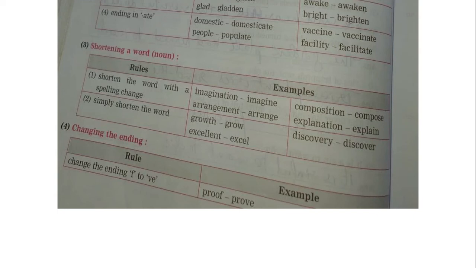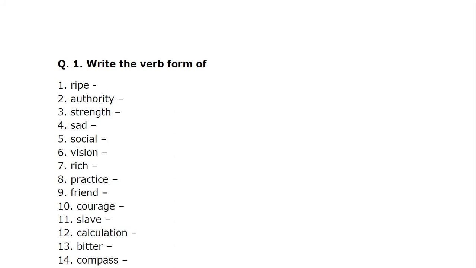So I have to prove that I am right, or this is wrong, or you have to prove why this is like this. So that is something you have to do. Remember, you are excelling, you are growing, you are arranging, you are imagining, you are discovering, you are explaining, you are composing. Okay, so these are all verbs. So the first thing you have to remember when you're forming verbs is that they are all words which indicate action. Okay, now we go to the next one.